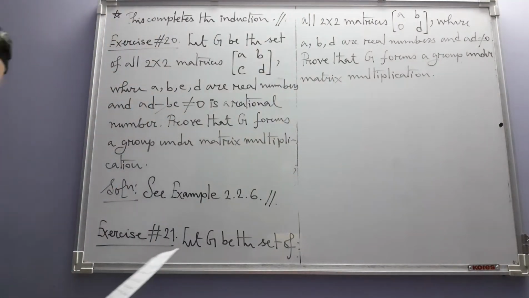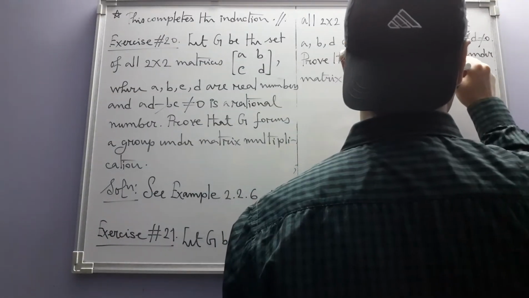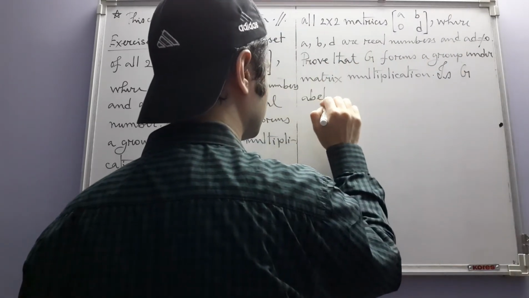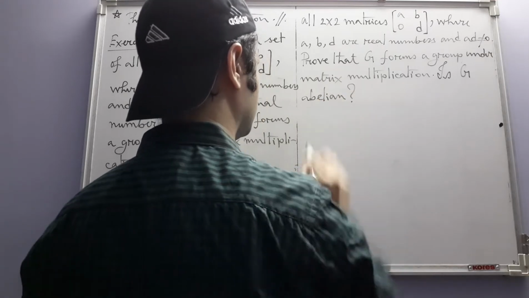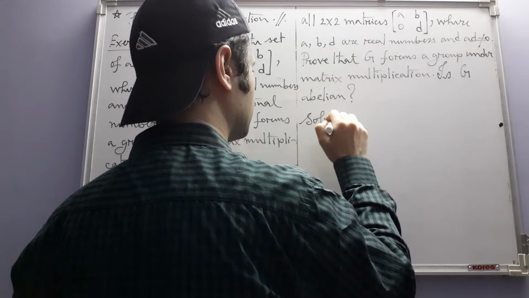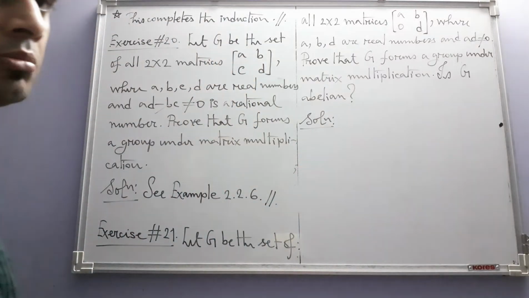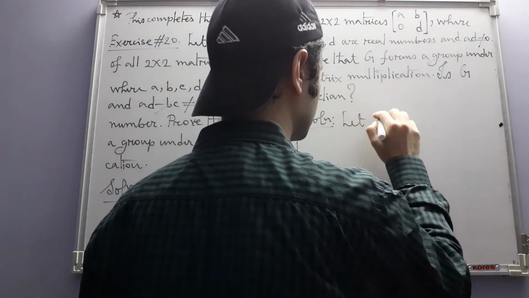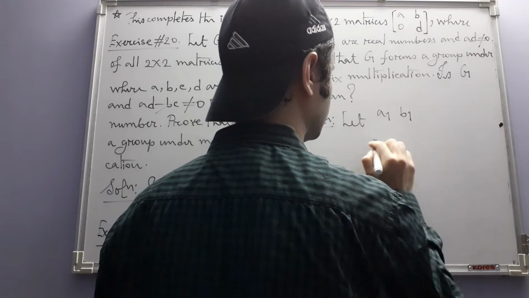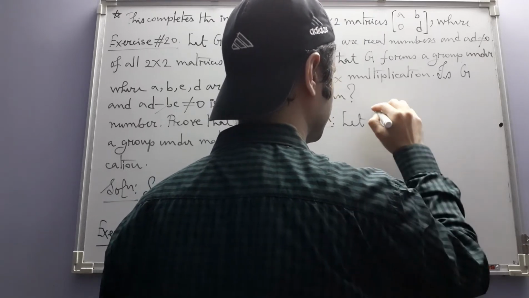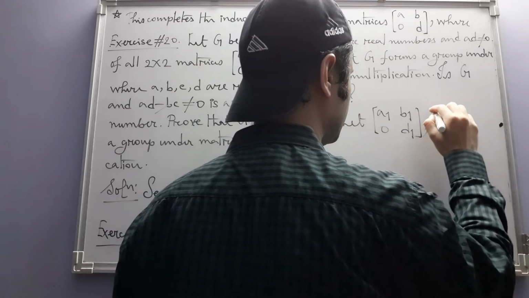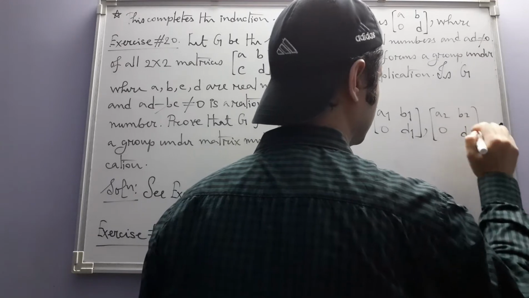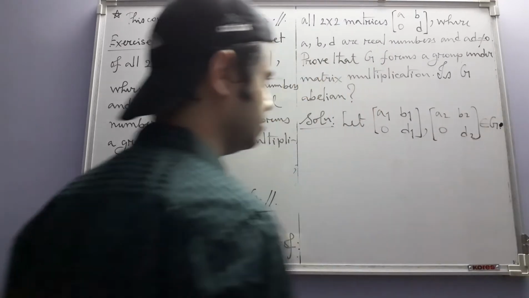But unlike the previous one, additionally it's being asked, is G abelian? It will turn out to be not abelian. Let us solve this one. Let (A1, B1, 0, D1) and (A2, B2, 0, D2) belong to G.